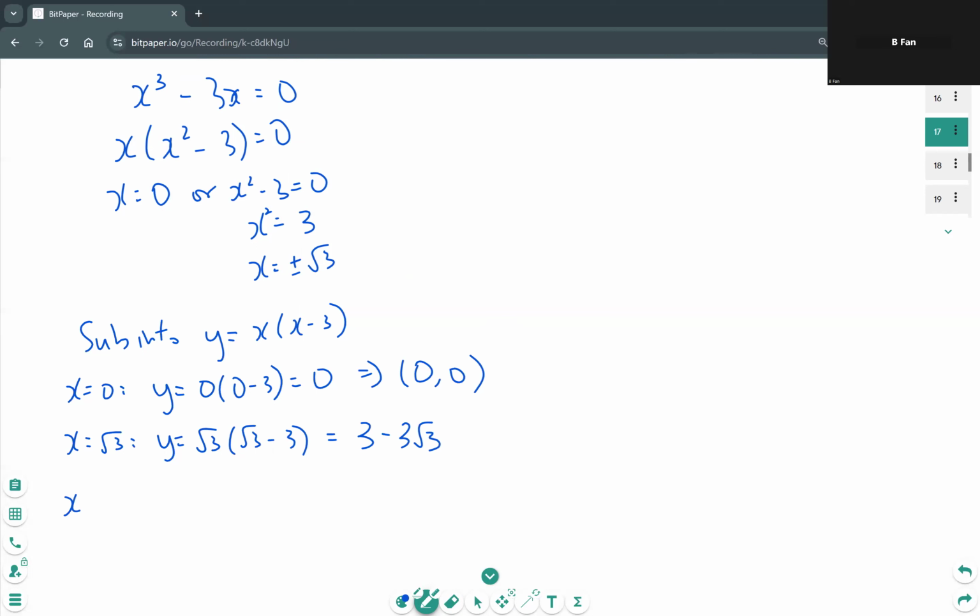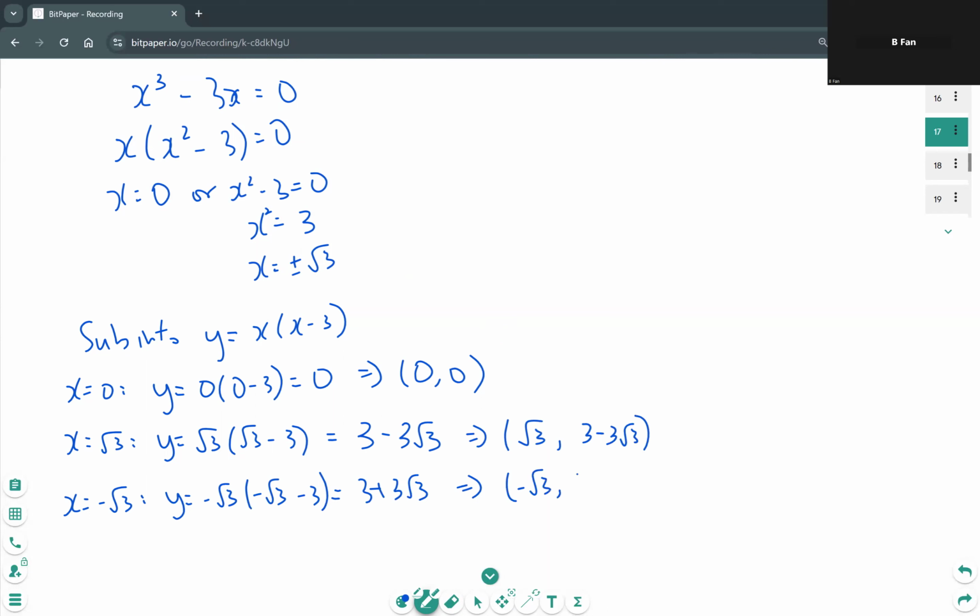Next one, when x equals negative root 3, then y equals negative root 3 times negative root 3 minus 3. Again, put it in the calculator. The calculator does the heavy lifting for you. You get 3 plus 3 root 3. So the points of intersection are root 3, 3 minus 3 root 3, and negative root 3, 3 plus 3 root 3. Okay, and these are the answers.